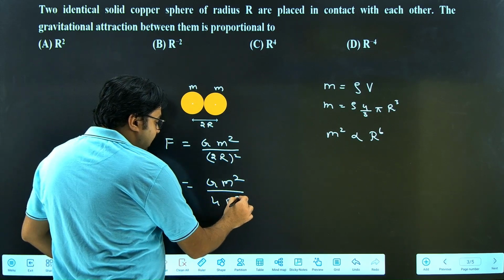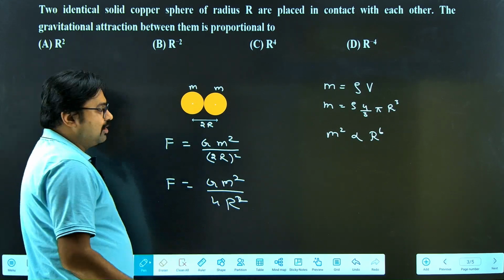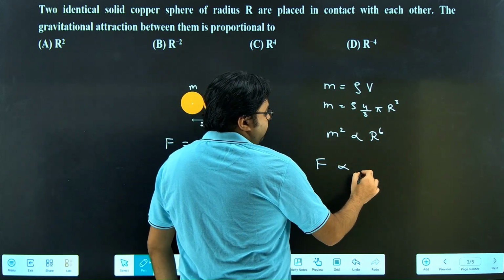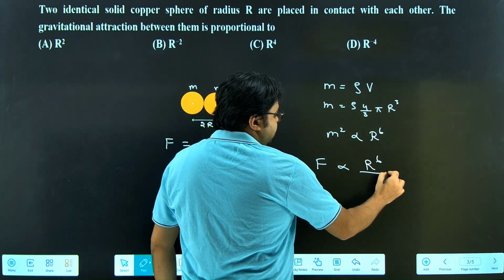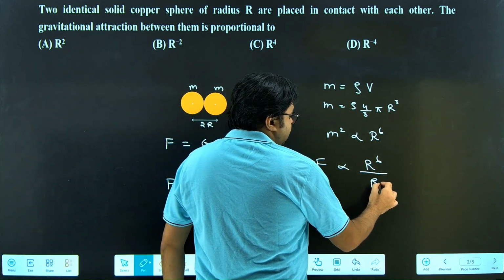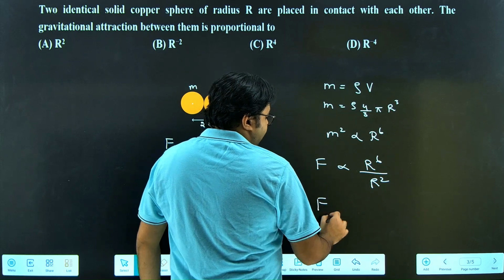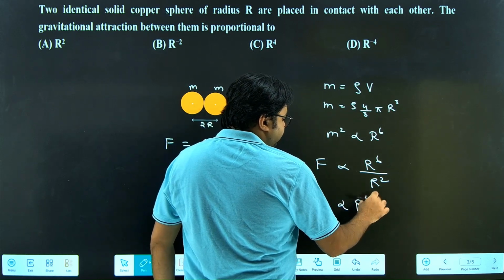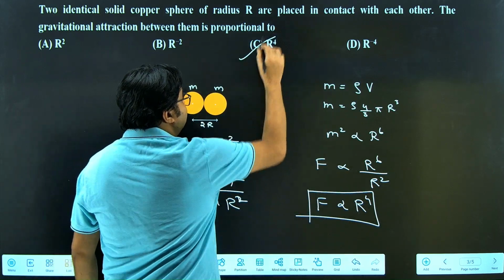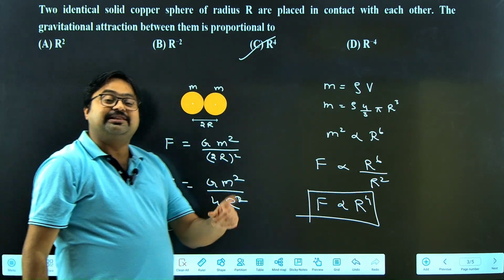And then there is an r square in the denominator. 4 is anyway a constant. So if you wrote down F is proportional to m square, and m square is proportional to r power 6, divided by, F is also proportional to 1 by r square. You can write r square in the denominator. So F becomes proportional to r to the power of 4. So this is option C. You tick option C and then go ahead.